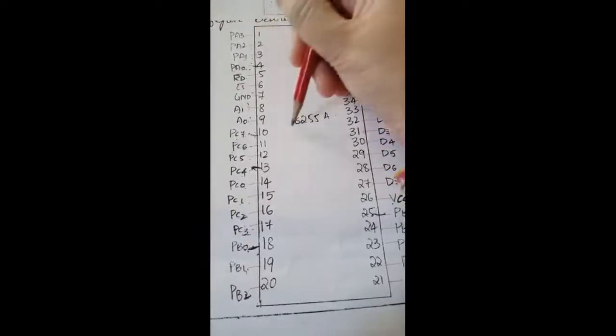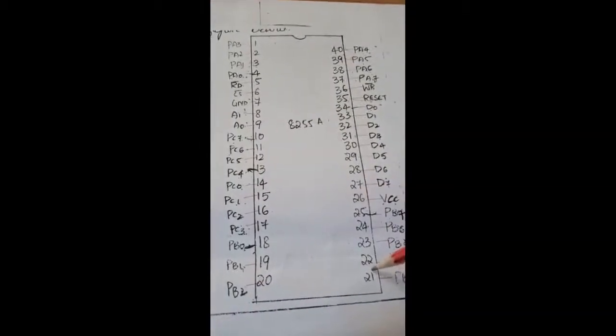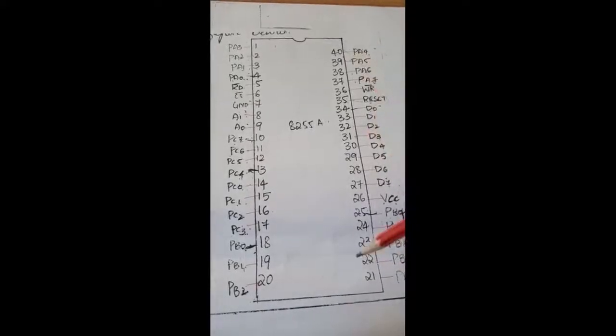Now I am showing you the pin diagram of the 8255 IC. Pin operation is already over. It has 40 pins. You have to number from 1 to 20 here, then number from 21 to 40 from down to up.